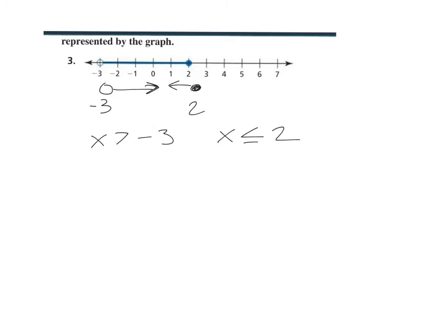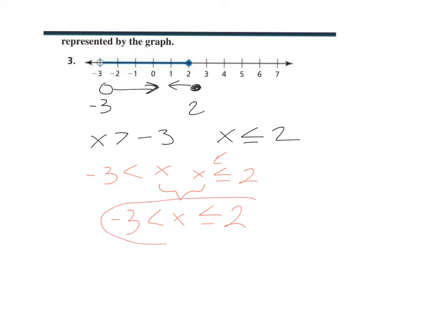Now because it's an AND, we have to put them together. And the way that we put them together is we take the smaller one. So what's smaller, negative 3 or 2? So negative 3 is smaller. So what we're going to do is we're going to flip this whole thing. So if I flip that whole thing, I would get negative 3 less than x. And here I've got x less than or equal to 2. We're going to merge those two together. We should get negative 3 less than x less than or equal to 2. And that is how you write the inequality for that graph.